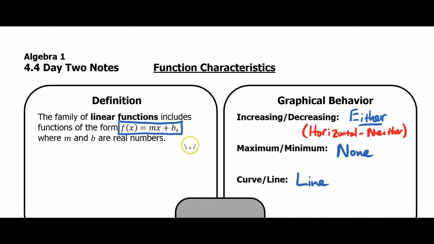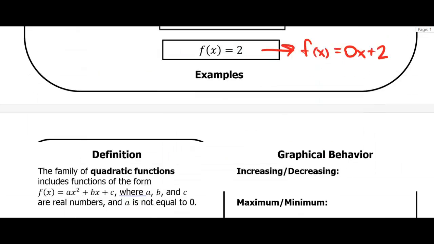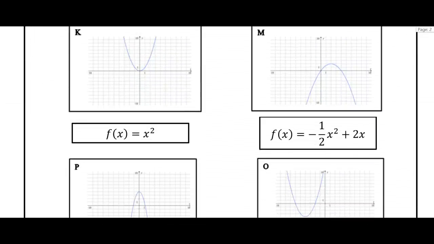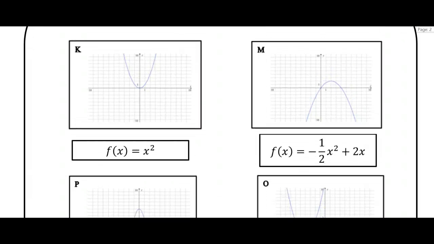The easiest thing to remember about this is this form here does not contain exponents, unlike a few of the forms that we're going to see down below. So this is our family of linear functions. The next page, we're going to talk about the quadratic functions, and so here are the 4 graphs you should have had for your quadratics.